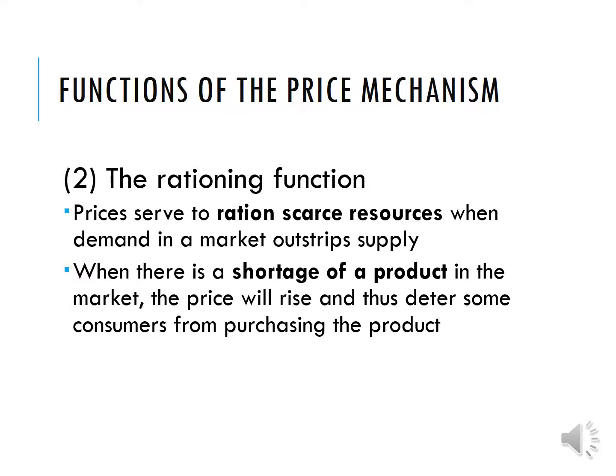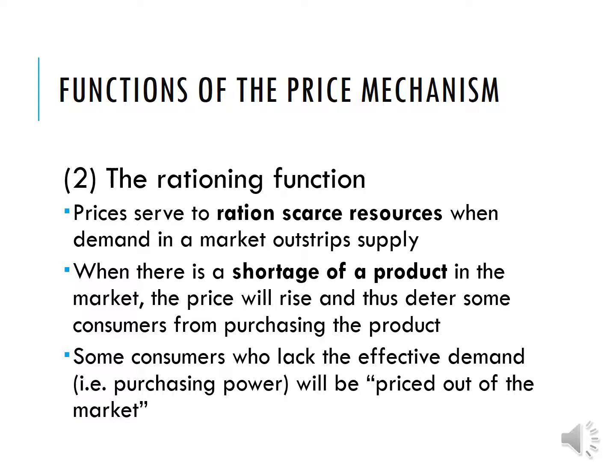When there's a shortage of product in the market, the price will rise and deter some consumers from purchasing the product to ensure that products are still allocated. Some consumers who lack the effective demand, the purchasing power to buy things, will be priced out of the market, so ultimately we will get the same number of buyers and sellers.